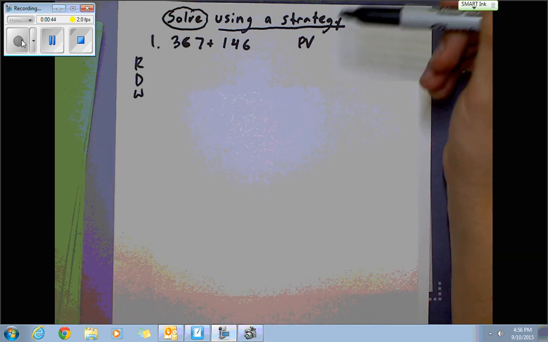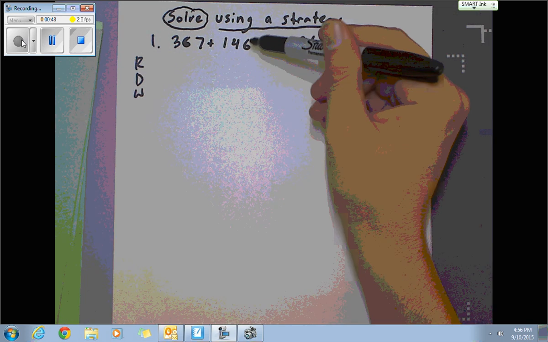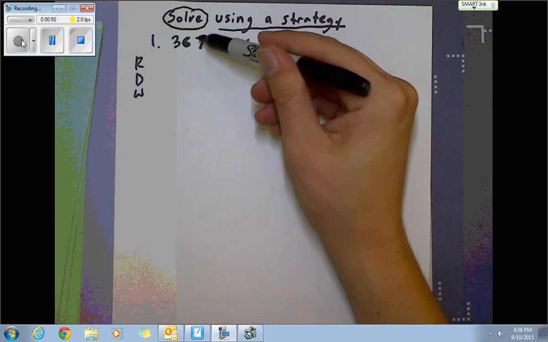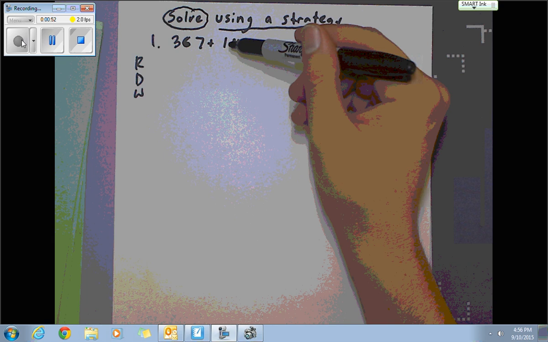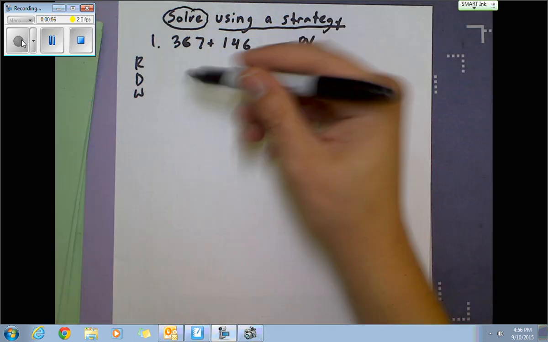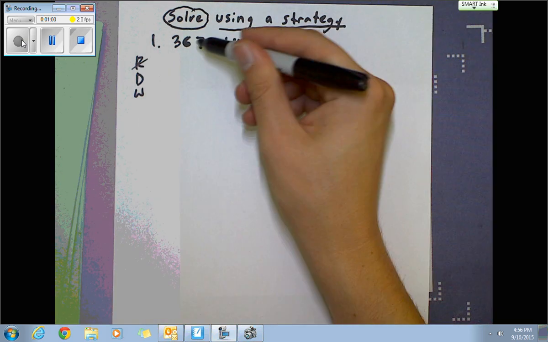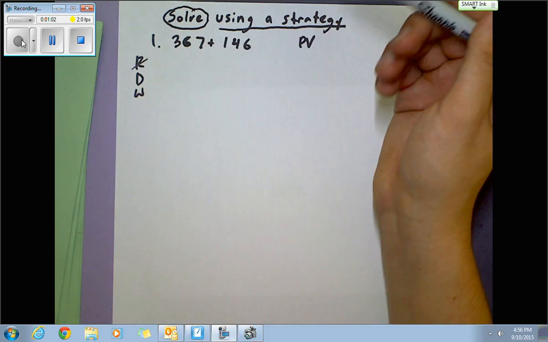So the problem we're looking at today is 367 increased by 146. So our first add-in is 367. Our second add-in is 146. And we're going to be looking for the sum. So I can cross off my R now. I've read my directions, read my mathematical operation, read my add-ins. So we're good to move on to draw a model now.